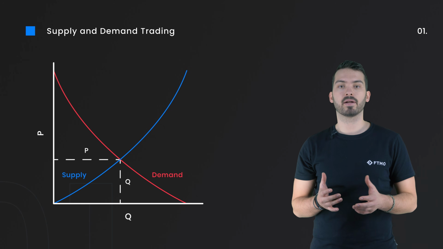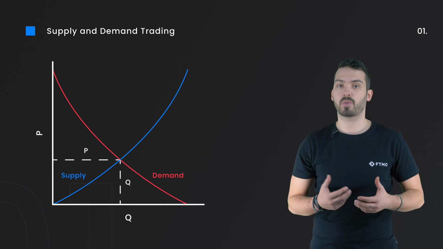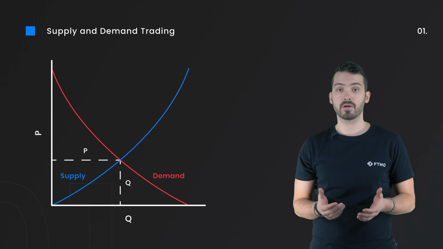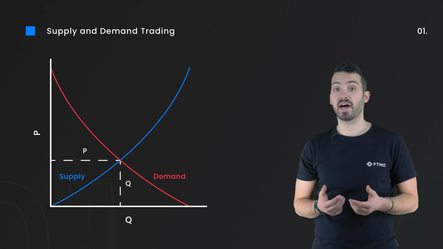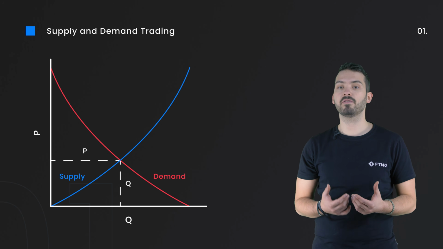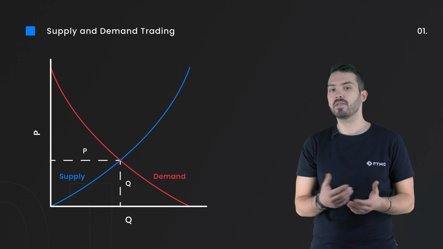The supply and demand trading strategy is a type of price action trading strategy, similar to horizontal support and resistance. It comes from supply and demand dynamics that we can find in the financial markets and anywhere in the world.